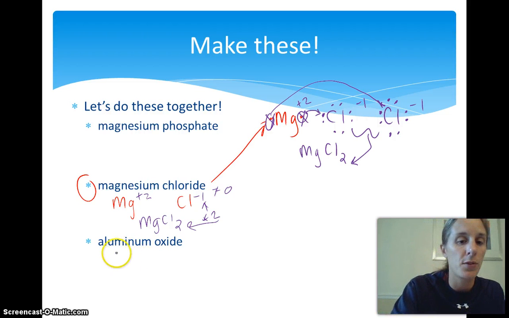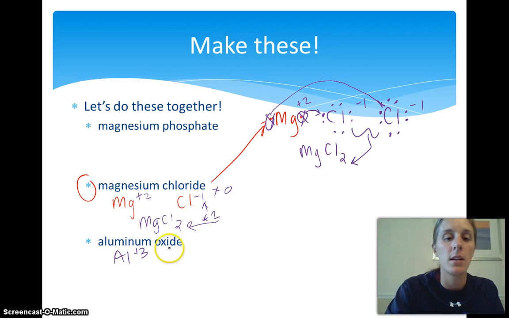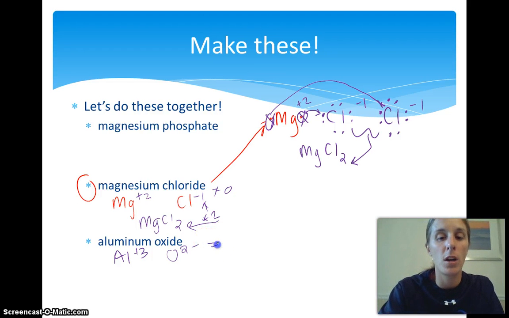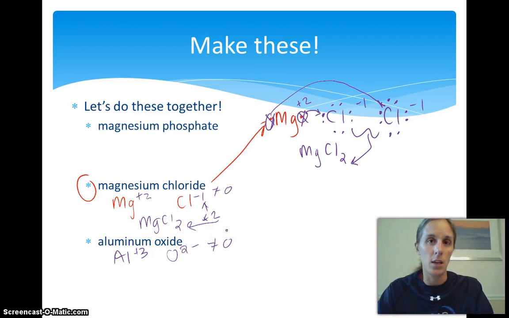Aluminum we know comes from the periodic table in the third column, so it's a +3. The oxide comes from oxygen, which is a 2-. So again, if I put one aluminum and one oxygen together, they do not equal 0. So I need to look for the common number between 3 and 2. And if I look at both those numbers, the common number between 3 and 2 is 6.